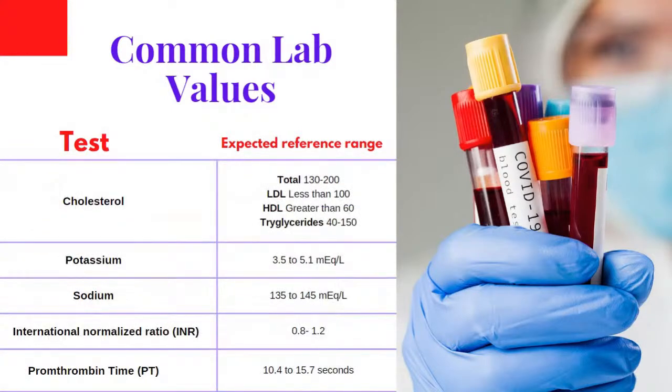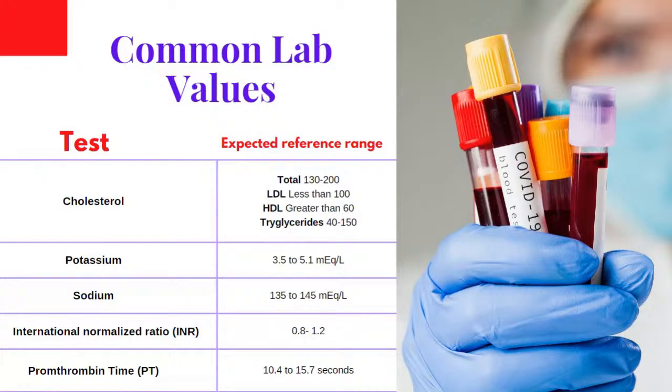Cholesterol, you have total cholesterol, which is 130 to 200. LDL should be less than 100. HDL, which is considered a good cholesterol, is greater than 60. Triglycerides is 40 to 150. Okay. Potassium, 3.5 to 5.1 mEq per liter. Sodium, 135 to 145. INR, 0.8 to 1.2.